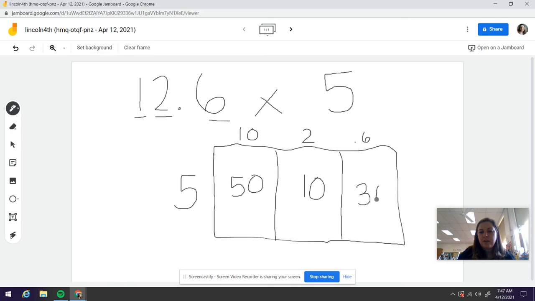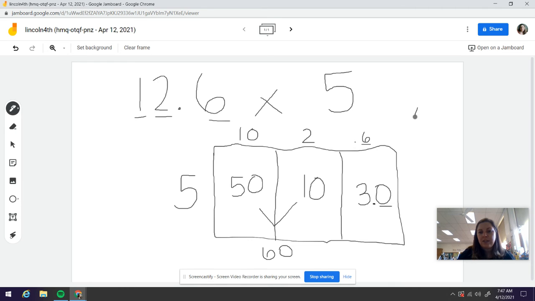Now here's the part that gets a little tricky. I'm going to count how many decimal spots I have, or how many spots I have to the right of the decimal. In this case, I only have 1. And I'm going to put my decimal in that same spot here. 1 spot will be on the right of the decimal, just like here, and then my decimal, and then my place. Now, when I go to add up my parts, well, these are easy to add. 50 and 10 is 60.